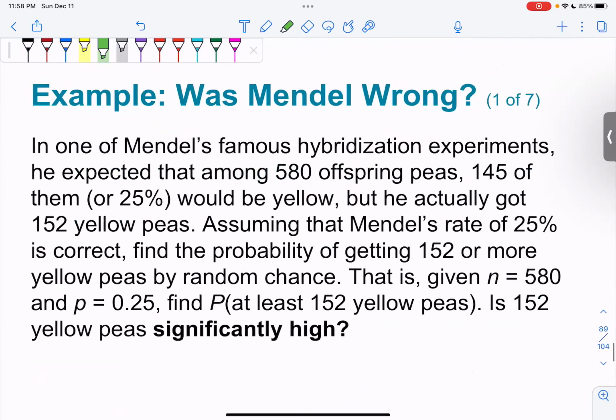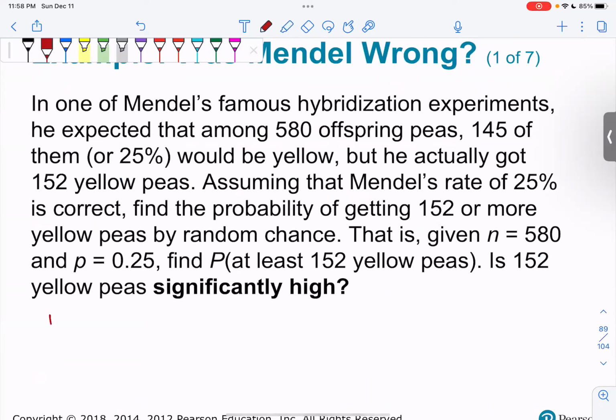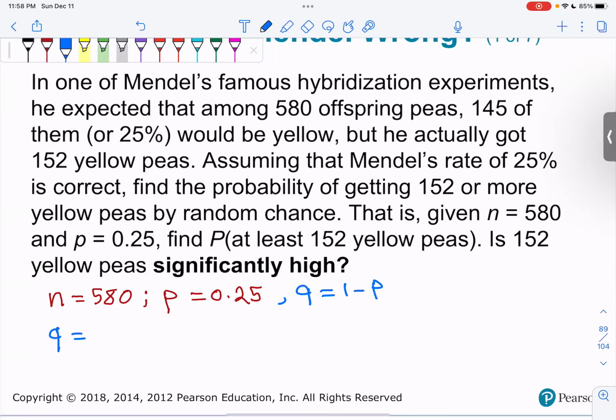And then, let's apply those points in our example. In this example, n is equal to 580, which is the same example we saw a few minutes ago, okay? And then we have p, which is equal to 0.25, and remember that q will equal 1 minus p, so q will be equal to 0.75. And the question here: find the probability that x will be at least 152 yellow bees.